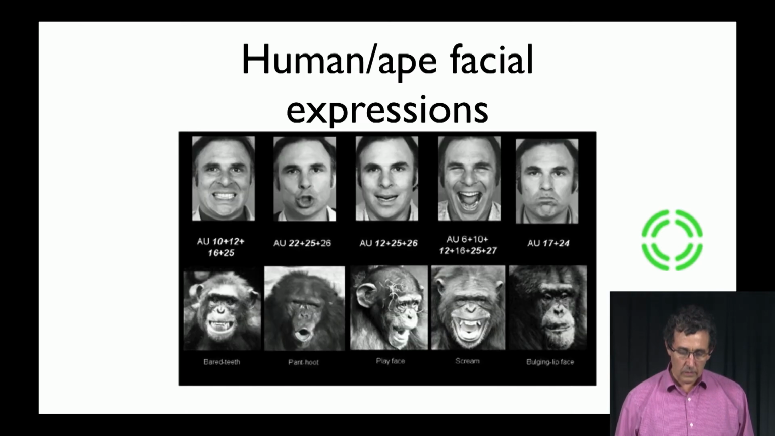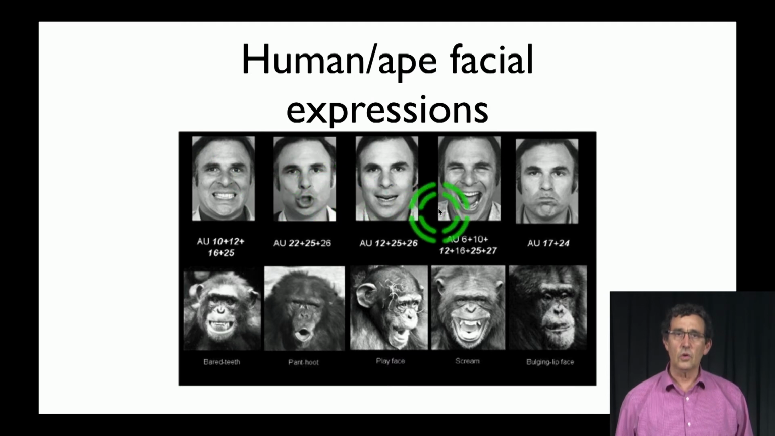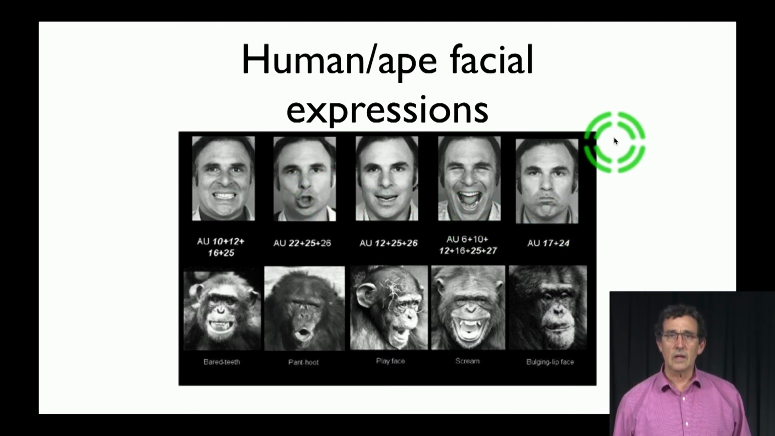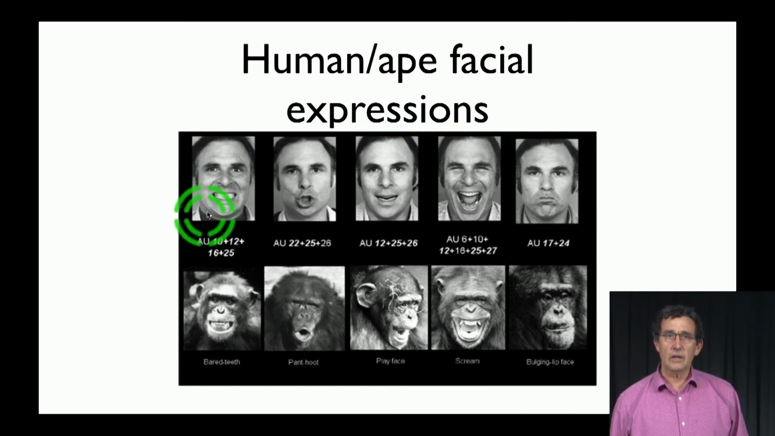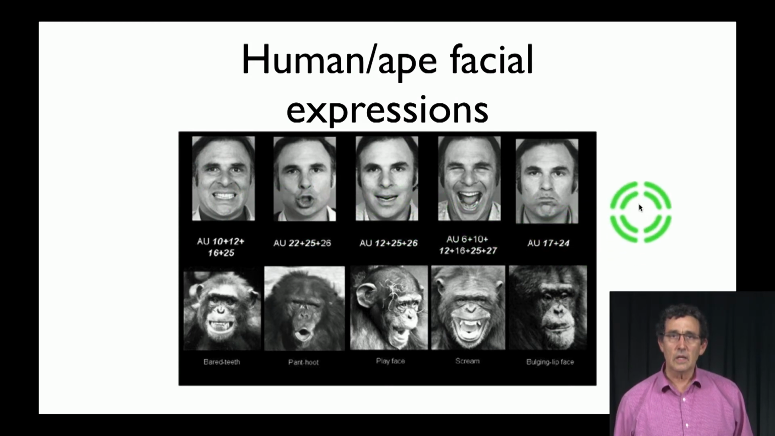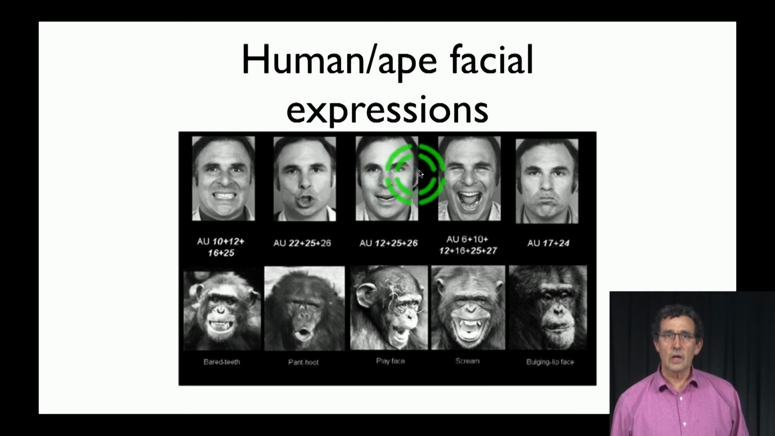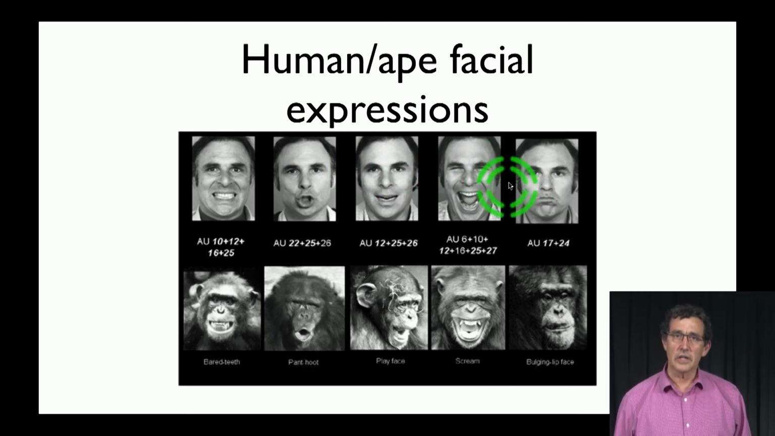His claim was that this is not something special to us humans, but something that comes right from our genetic forebears, and it is part of the way that we communicate with other creatures in our group. Here are the expressions of Paul Ekman, and here are the parallel expressions of these chimpanzees.